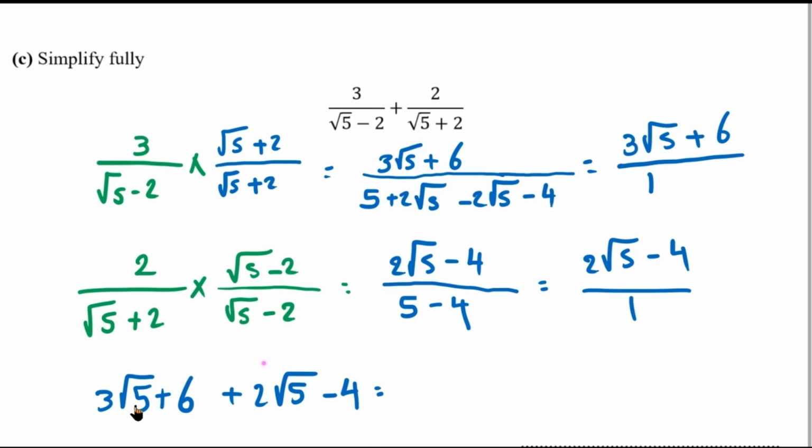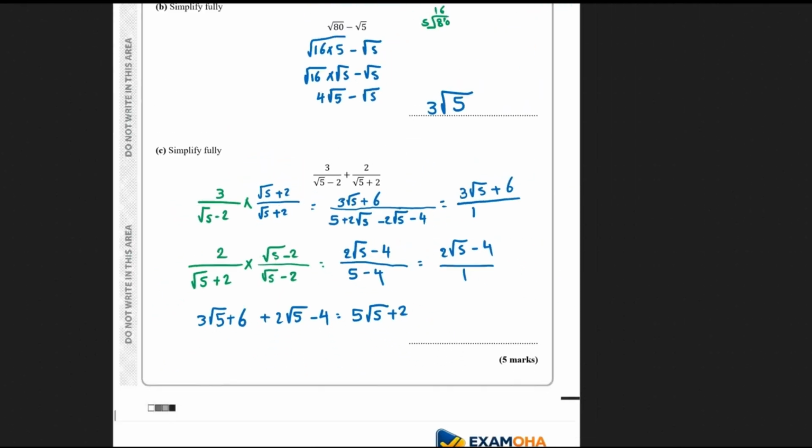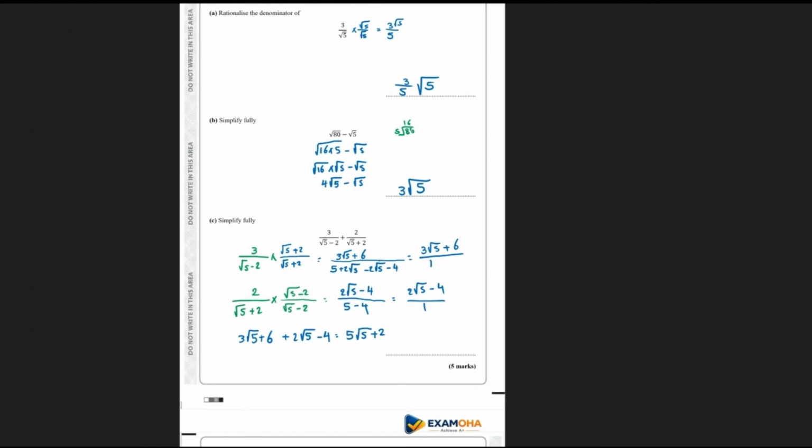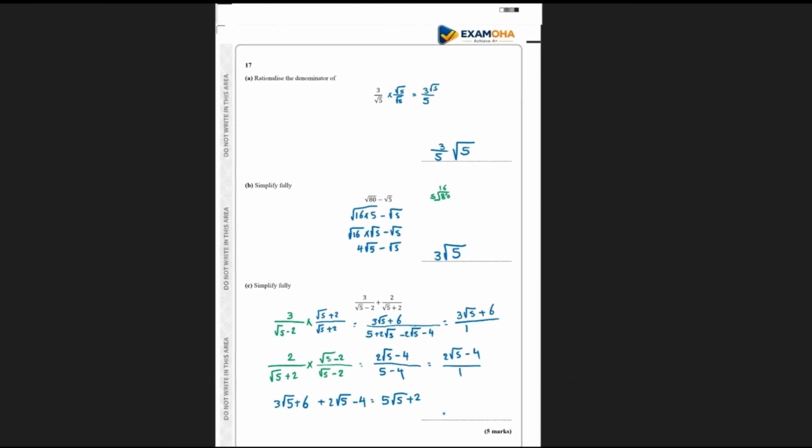So 3 square root 5 added to 2 square root 5 is 5 square root 5. And 6 take away 4 is 2. So this would be the final answer. Now it should be 5 square root 5 plus 2.